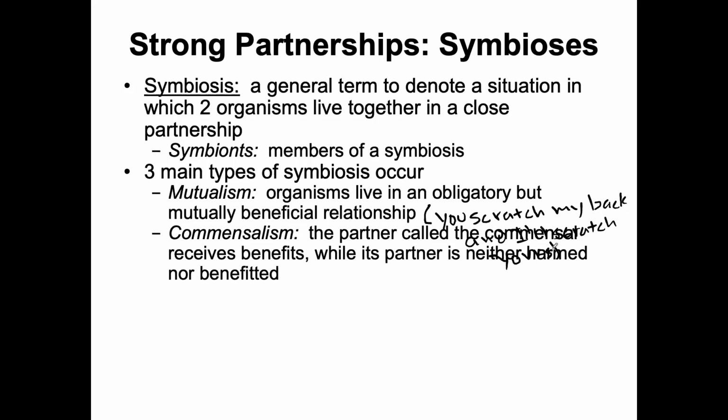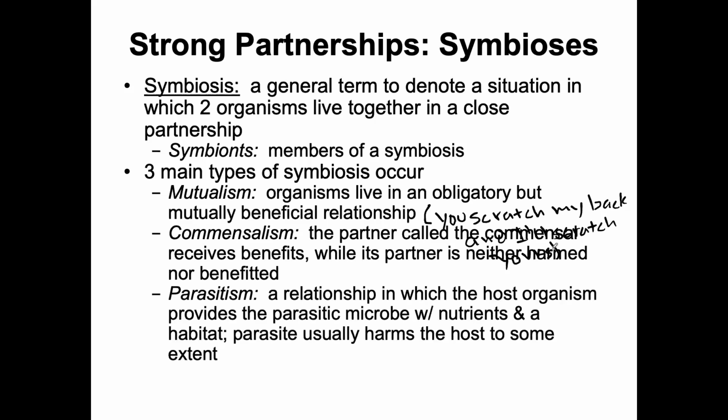Commensalism, where the partner that is the commensal receives the benefits while the other partner isn't harmed or benefited. And parasitism, where one organism gets all the benefits, okay, and harms the host, okay? So example of parasitic relationship would be a dog and a tick. Okay. And then commensal relationship, let's see if I can think of one here.